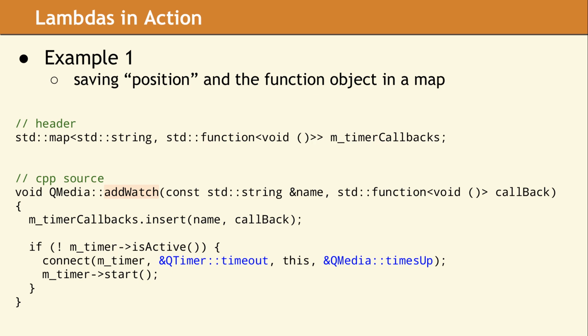AddWatch checks to see if the timer is active. If not, we connect the timeout signal to our TimeUp method and start the timer. Although everything in this method could have been part of the AddCallback method, we decided to do the last few steps in a separate method. Since AddCallback is a template, it must be located in the header file. The AddWatch method is not a template, so it can be in the source file, which reduces binary size.